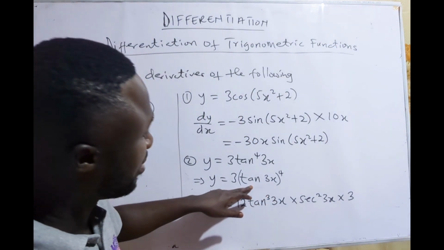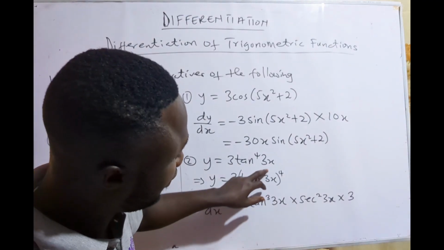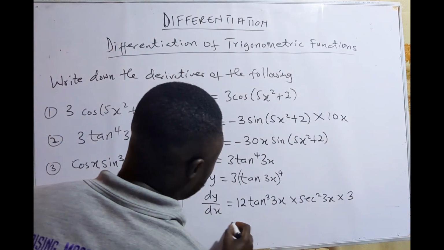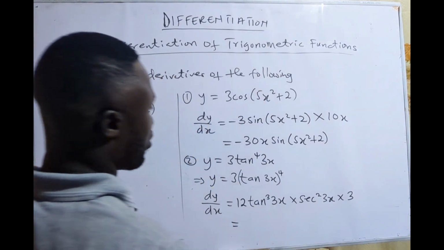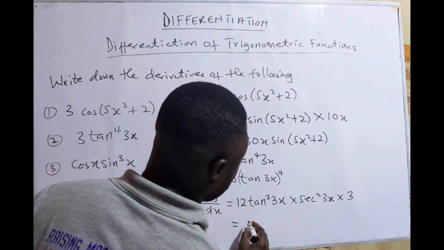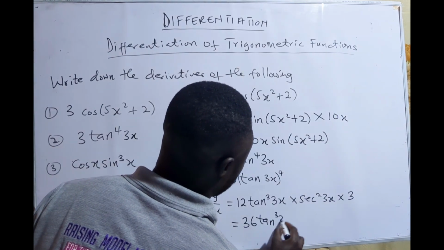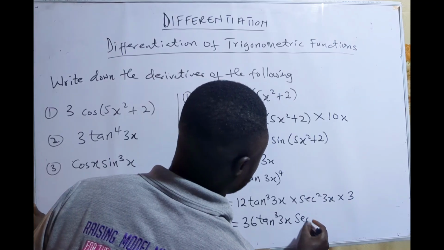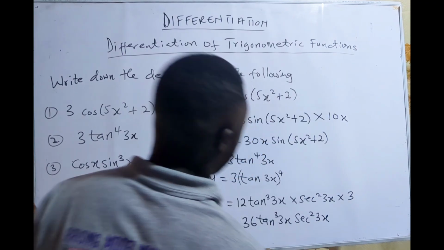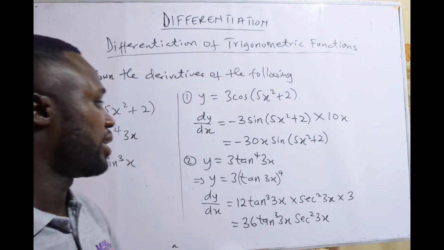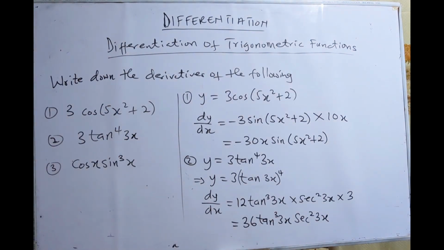So even with what is in the bracket, after you have differentiated, you have to differentiate whatever we have here. So that will give me 3 times 12, which is 36. So that will give me 36 tan cube 3x sec square 3x. So that will become my answer: 36 tan cube 3x sec square 3x. You see, that is so simple. Let's do the last one and then close. So number 3.